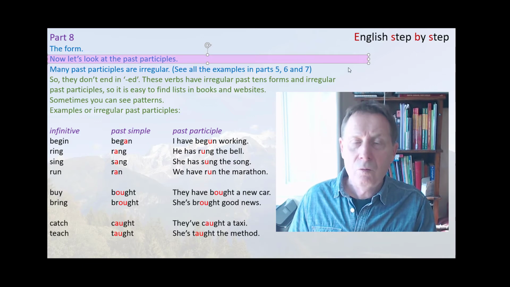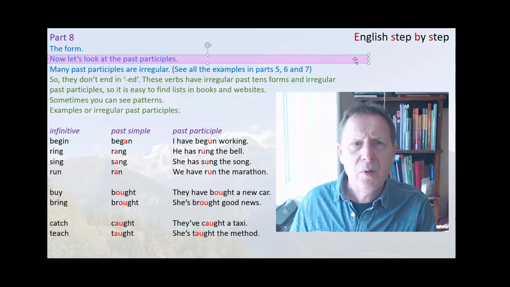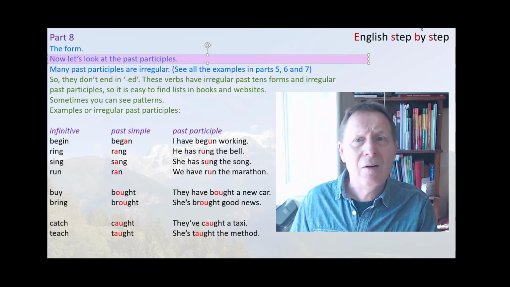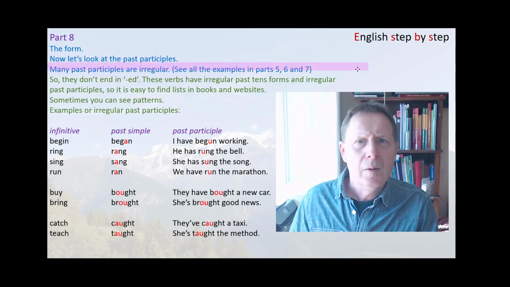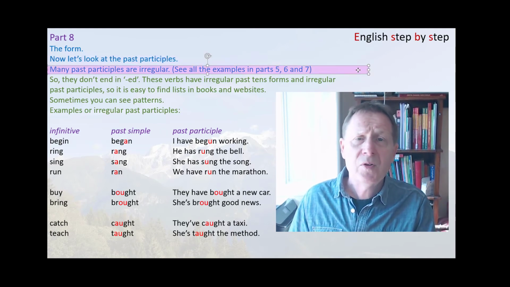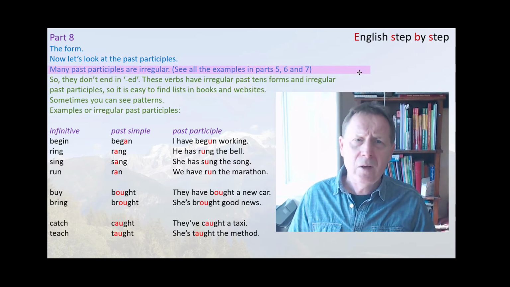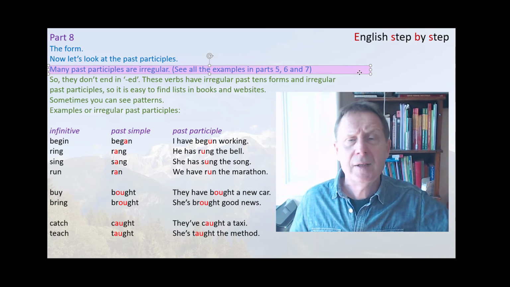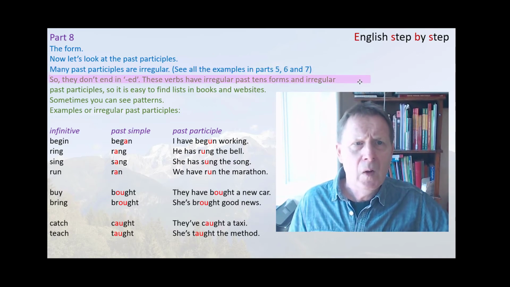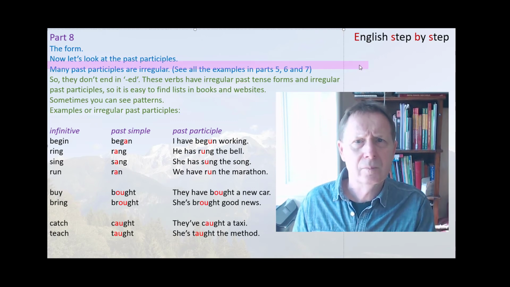So those are the regular past participles. Now let's look at the irregular past participles. Many past participles are irregular. You can go back and look again at all the examples in parts 5, 6 and 7 of this video. These irregular past participles don't end in -ed. They have irregular past tense forms and irregular past participles.